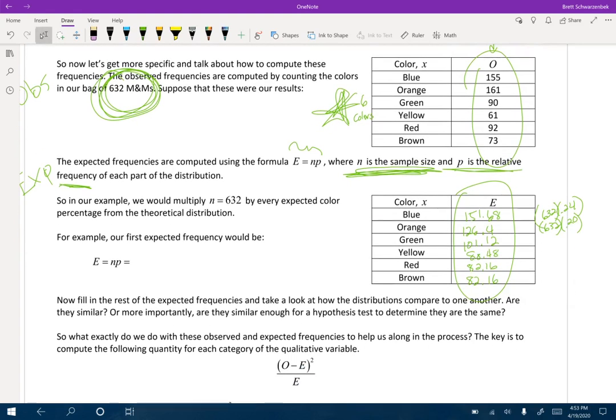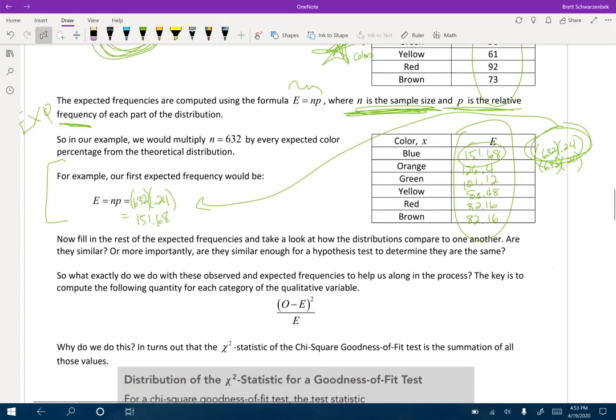Just a note here, I forgot to do this over here. I said the first expected frequency is going to be 632 times 0.24, which is 151.68. So you don't have to write that in, since I just did it over here, but if you want to fill in the notes, you can. I just got ahead of myself a little bit and went through all of the comparisons.